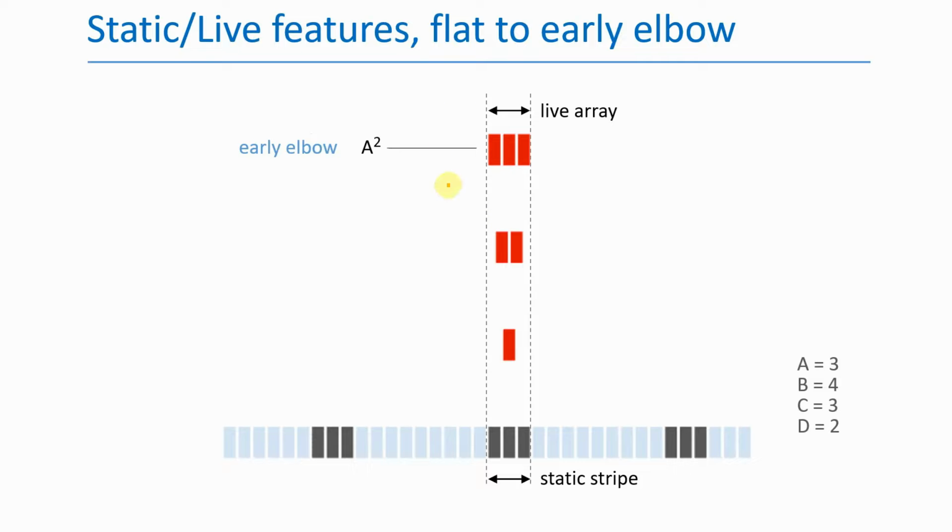Notice that at the early elbow, the live array is as wide as the static stripe. This is the essence of a critical plane. It's the point where a live feature grows to be as wide as a static feature. By the way, notice that this dimension is the live array, not the live stripe. If you think this is the live stripe, hold that thought and we'll address it in a minute.